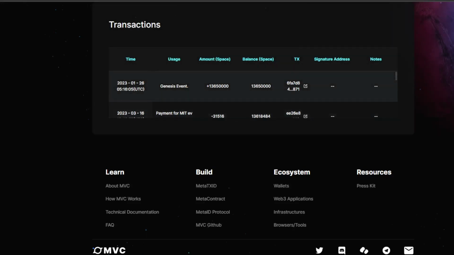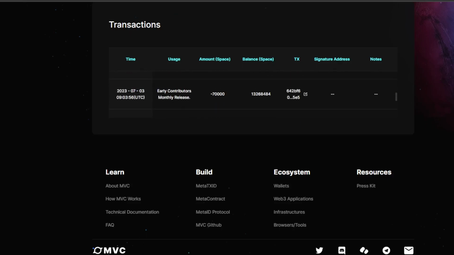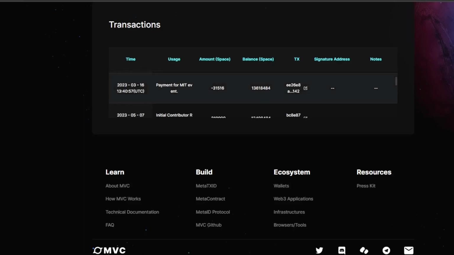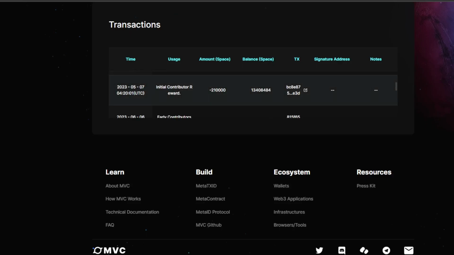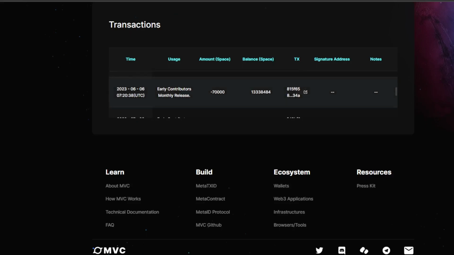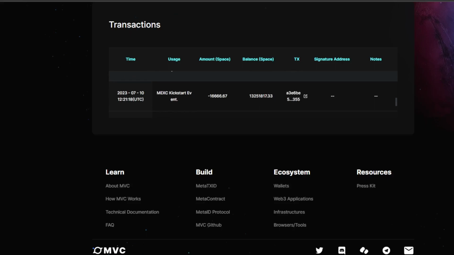Number one, the Genesis event, when all the tokens were put into the DAO. You can see how many, quite a few, okay? And then they made a payment to MIT, and that was it. MIT EV. I don't know what that is, some sort of transaction for something. Let's see if I scroll. Oh, there's more. MIT event, and then they have one for initial contributor rewards, early contributor monthly release. Mexi Kickstarter event.